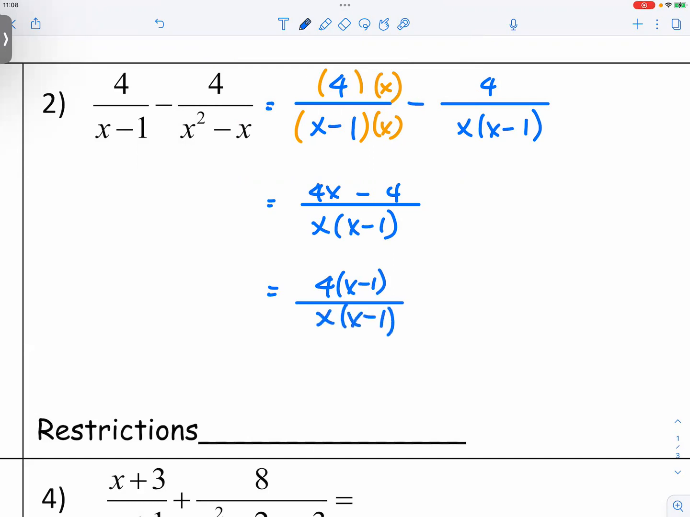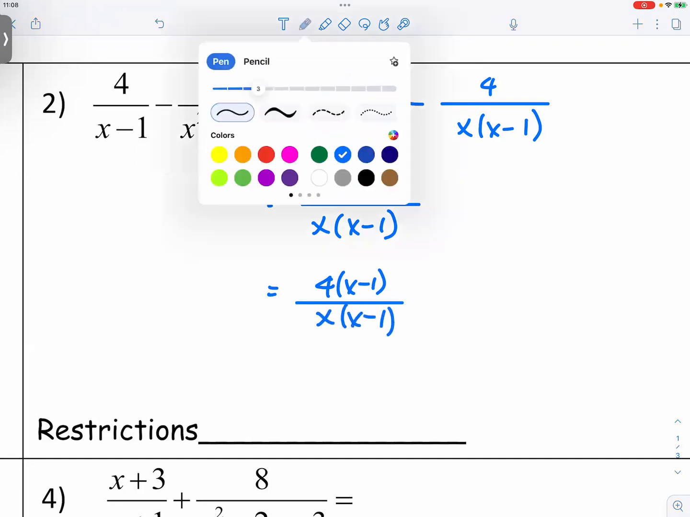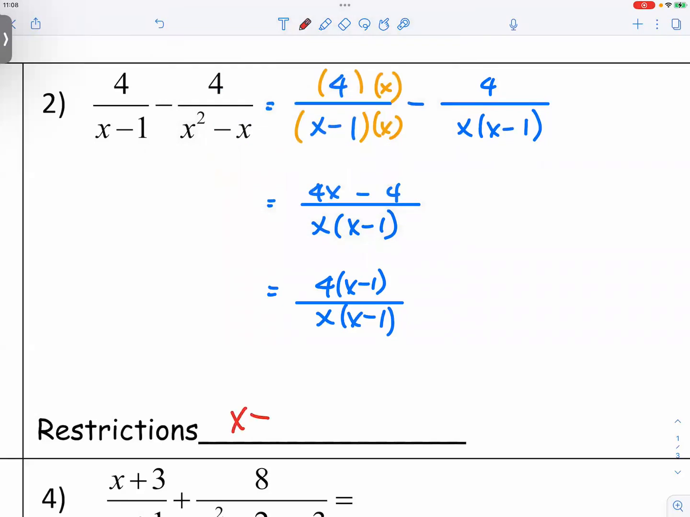And before we cancel something out, we should write down our restrictions. What x cannot be? Well, if you look at the common denominator right here, x definitely cannot be 0. And x can definitely not be 1, because in either case, that would make the denominator equal to 0. Okay, and after that, we can go ahead and cross out the x minus 1 because they're dividing each other. They're the same. So now we have 4 over x as our simplified answer.